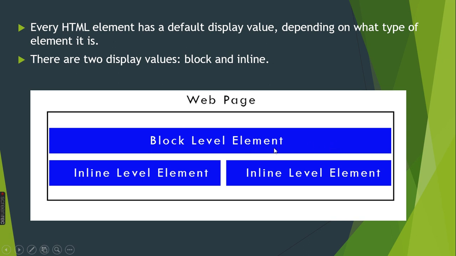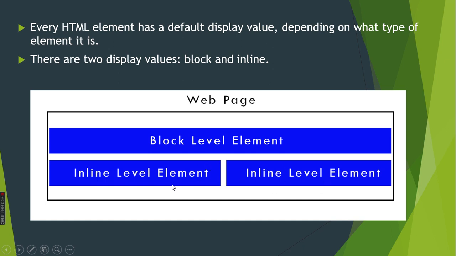On the other hand, we have inline level elements. An inline level element only captures the width you have provided. For example, if I have an element which has 100 pixels width, it will only go up to 100 pixel width, and the remaining space will be empty. So this is one characteristic.